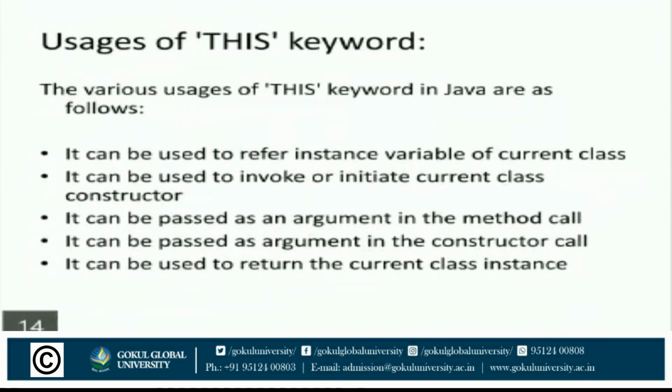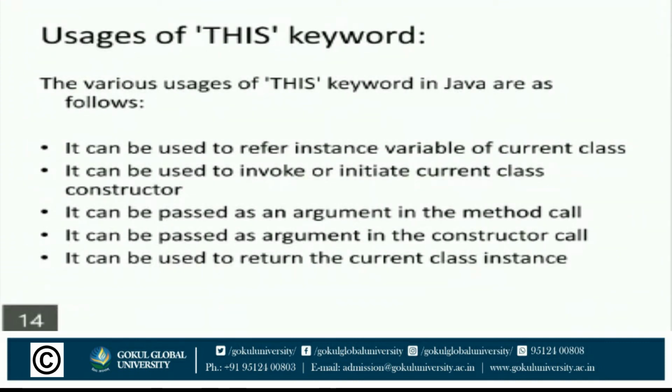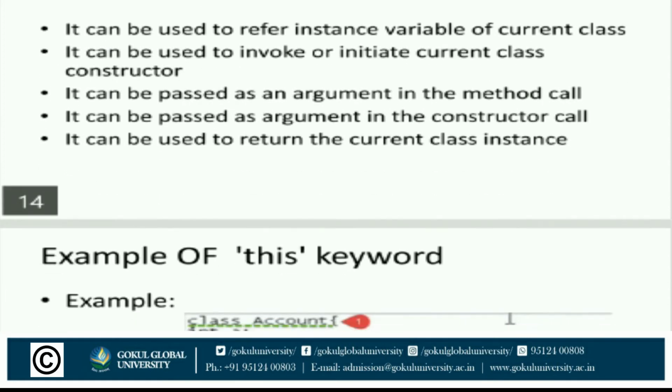Usage of this keyword. We can understand what the use of this keyword is. The various usages of this keyword in Java are as follows. It can be used to refer to the instance variable of the current class. This keyword can be used to invoke or initiate the current class constructor. It can be passed as an argument in the method call. It can be passed as an argument in the constructor call. This keyword can be used to return the current class instance.